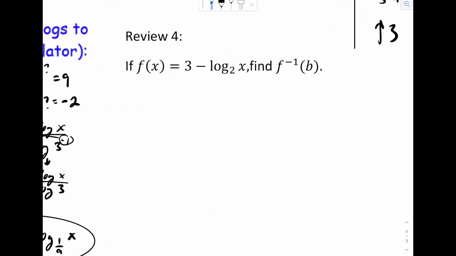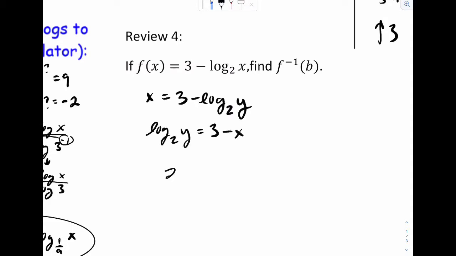Find the inverse. So for this problem, recall to find the inverse, you've got to switch x and y. So x will equal 3 minus log base 2 of y. And let's kind of move it around. Log base 2 of y should equal 3 minus x. So 2 to the 3 minus x should equal y. So here's my inverse function: 2 to the 3 minus x.